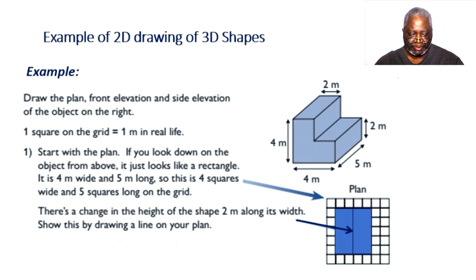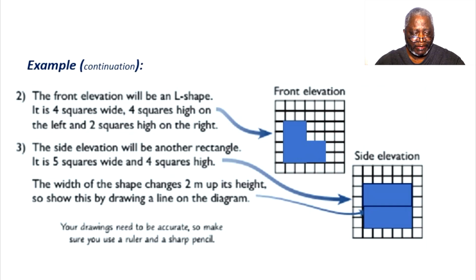There is a change in the height of the shape along its width. Show this by drawing a line on your plan. The front elevation will be an L shape. It is 4 squares wide, 4 squares high on the left and 2 squares high on the right, as you can see on the front elevation. The side elevation will be another rectangle. It is 5 squares wide and 4 squares high. The width of the shape changes 2 meters up its height. So show this by drawing a line on the diagram.